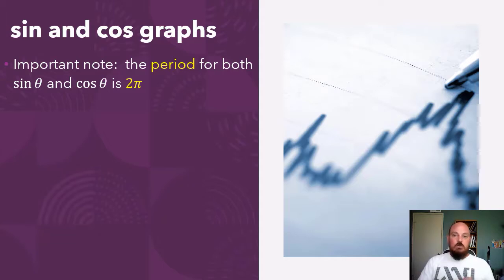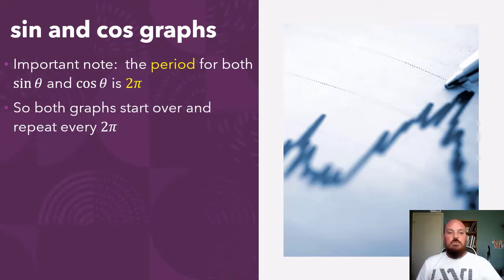So whatever your values are for sine or cosine, if you figure out the values from 0 to 2 pi, it then just starts over. And you get the same values again, and again, and again, and it keeps repeating. So basically, if you figure out what that one cycle looks like of each graph from 0 to 2 pi, that same piece just repeats over and over.